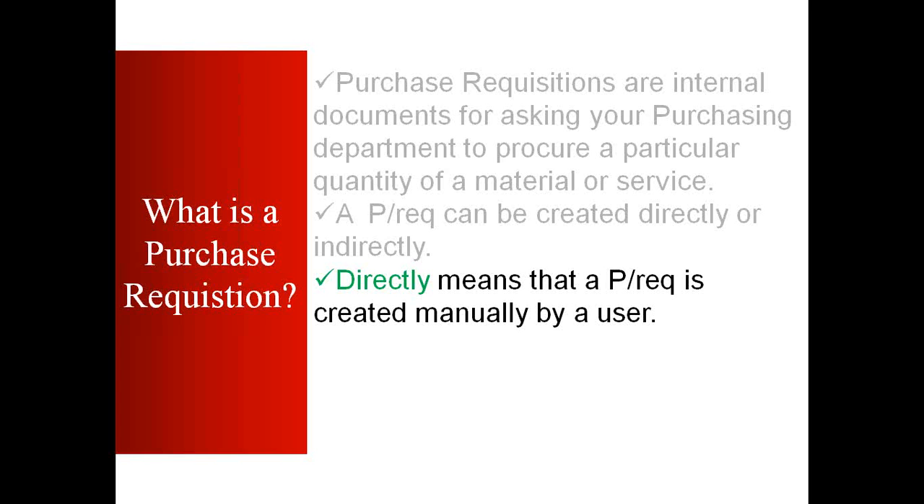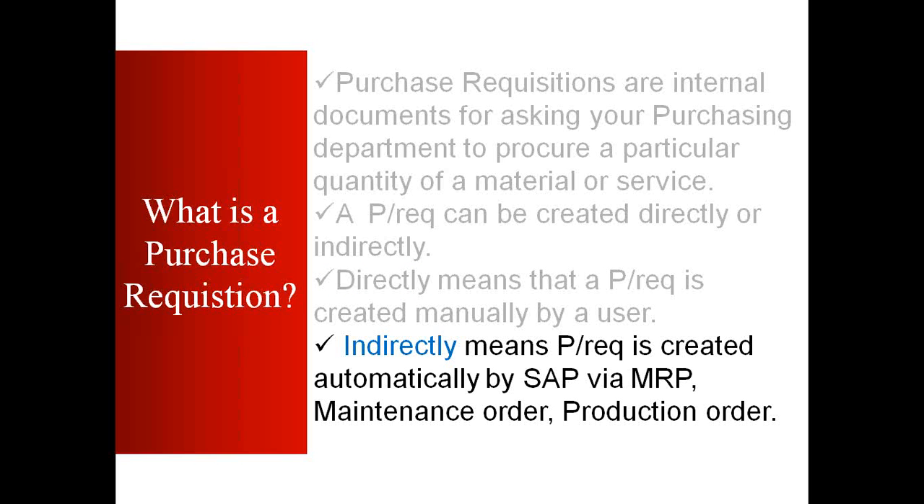And the other one is indirectly, or you can say automatically. Indirectly or automatically means the purchase requisition is created automatically by SAP via MRP, maintenance order, or production order. That means there's a functionality in SAP called MRP, which we'll talk about again in the next topics. MRP can generate automatic purchase requisitions depending on the requirements.